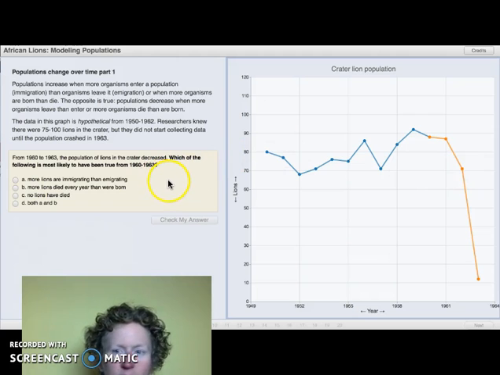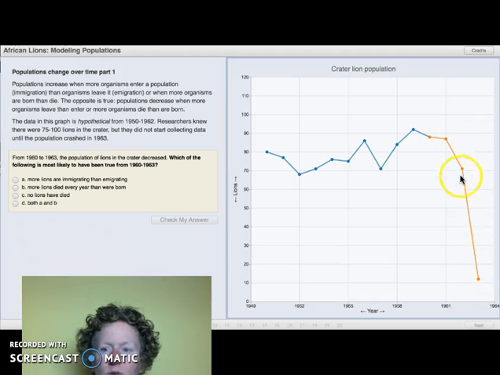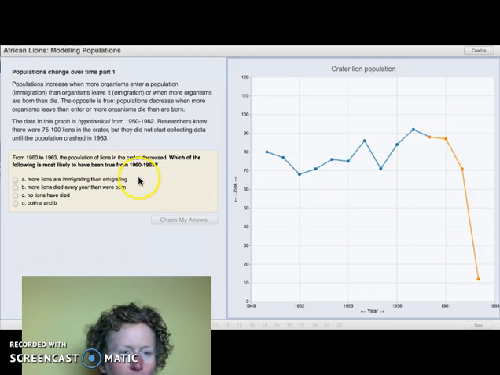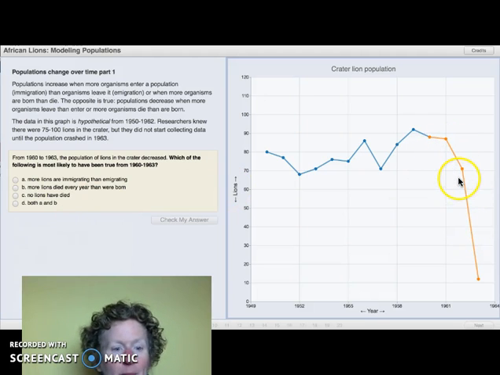From 1960 to 1963, the population of lions in the crater decreased. Which of the following is most likely to have been true from 1960 to 1963? Well, let's look at the graph. Here's 1960, 1961, 62, 63. So we're looking at the orange part. Do you think more lions are immigrating, coming in, than emigrating, that's going out? Are more lions dying every year than were born? No lions have died, or both A and B. Think about it. The graph is going down. What's happening in the population?